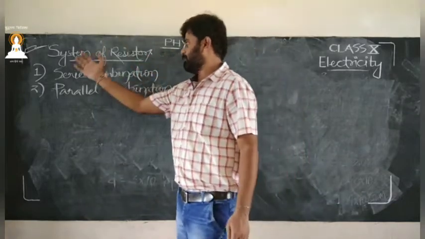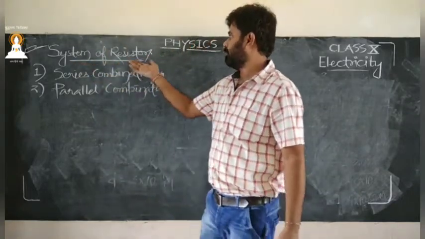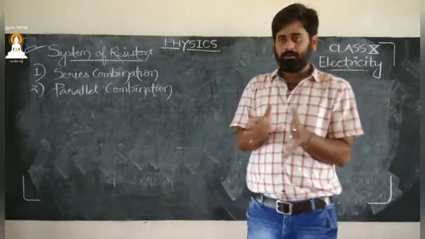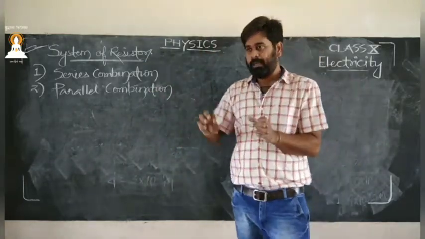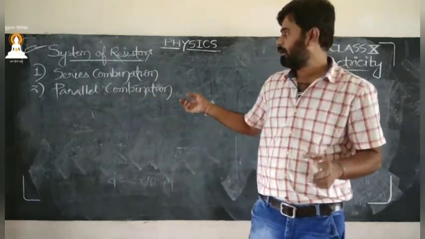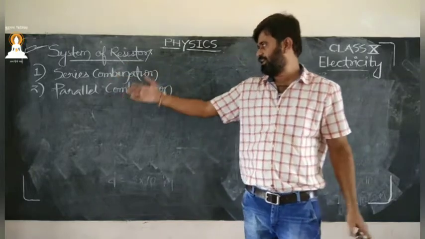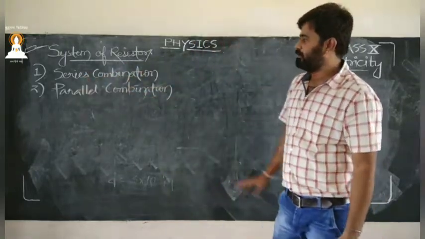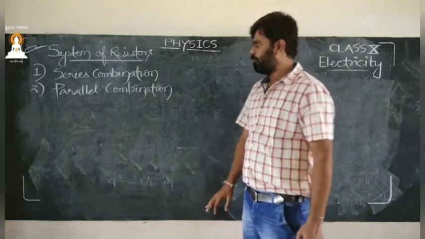Now, system of resistors means what, sir? So many resistors we have combined in a particular pattern, and then we are using them in place of a few in count. Now, we have two types of arrangements or combinations. One is series combination, another one is parallel combination. Now, sir, series and parallel, what are they?